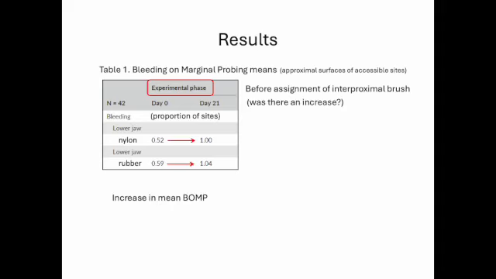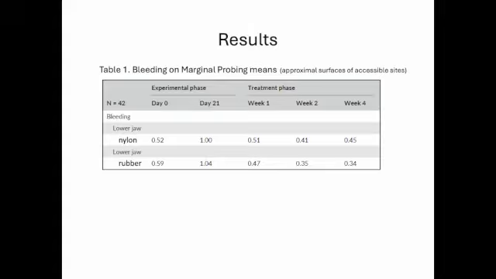You can see that going from day 0 to day 21, there was an increase in bleeding. This is a percentage of sites that bled. I don't know how they got 104%. That's a big rounding error, I think. But basically, you see that it works. If we look at the results in the treatment phase, I would like to have seen an analysis of change over time, but they didn't do that at all.